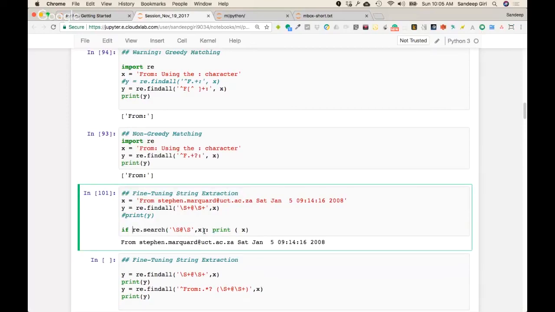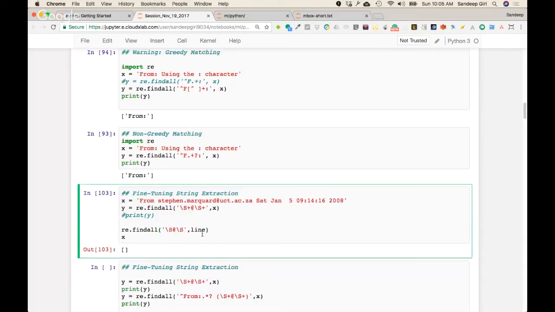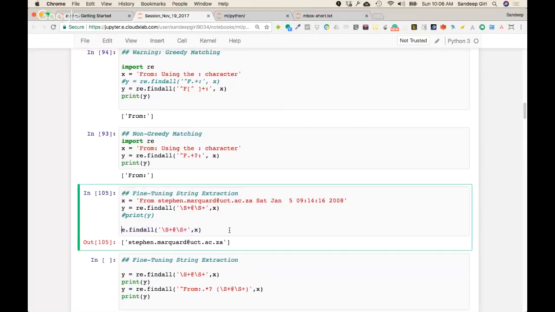Actually, you should say re.findall, because you're not printing the output of this. You're printing the line itself. That's why it's printing everything. Instead, you use findall here, and if you say X here, you'll get the right results. Since you are here, the other mistake we are making is putting a single character, Subrama. So you put plus here on both sides. All right, that's good.